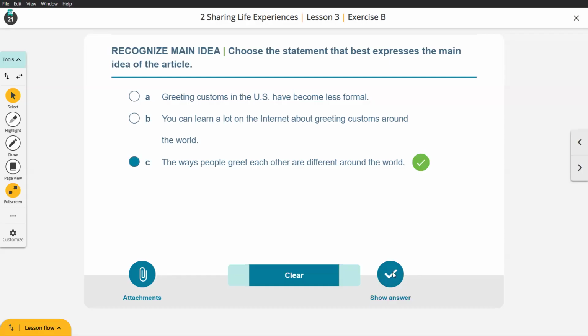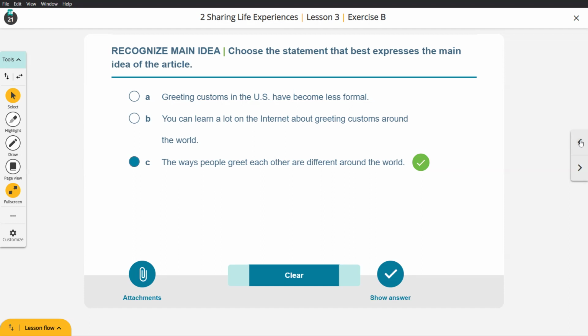Okay, so let's see. Perfect. Do we have another option? It's okay, it's okay. I will mention if we have another option. In this case, the main idea: the ways people greet each other are different around the world.